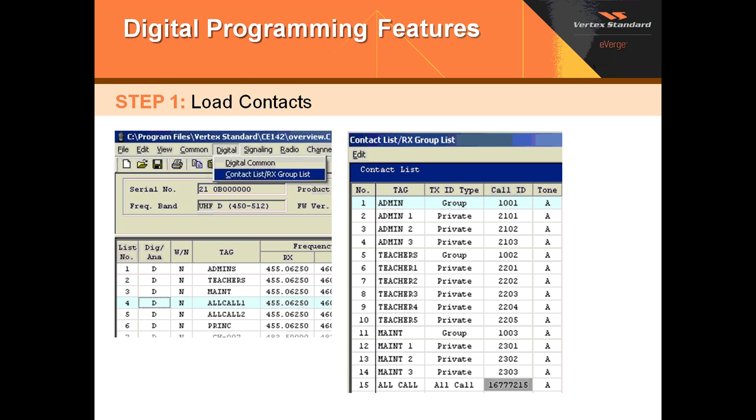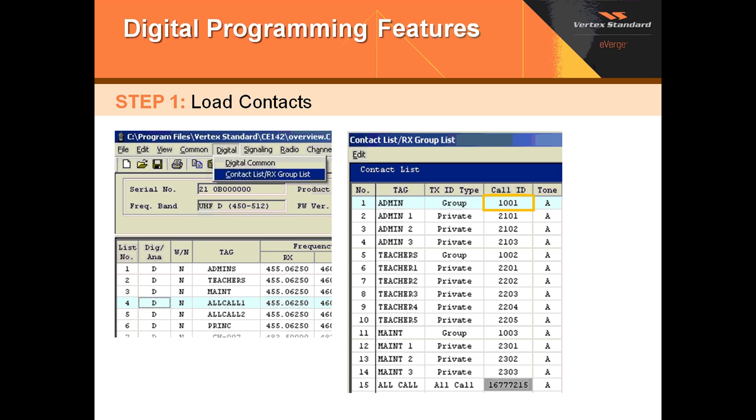First thing we're going to want to do is set up our transmit ID type. By doing that, you have a pull down, which gives you these selections, either group, private, or an all call. And you can set that appropriately for each one of your contacts. As you can see, we've got started off with, and we're going to select group.